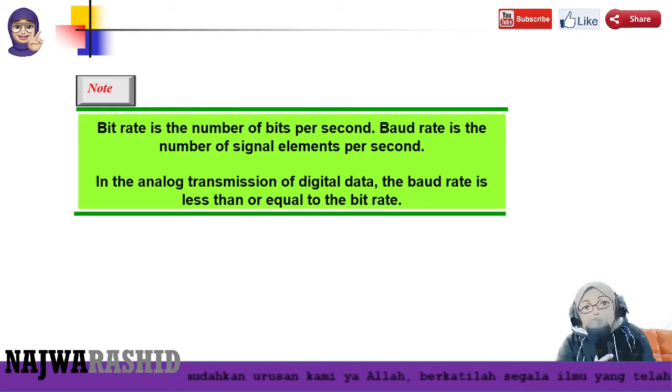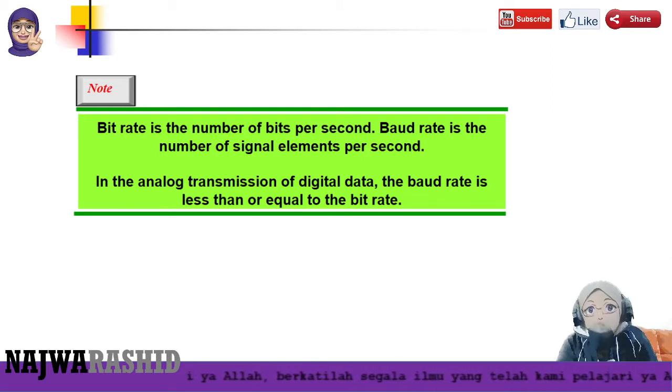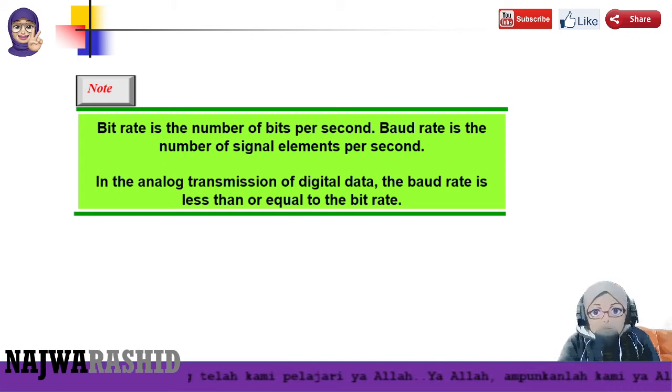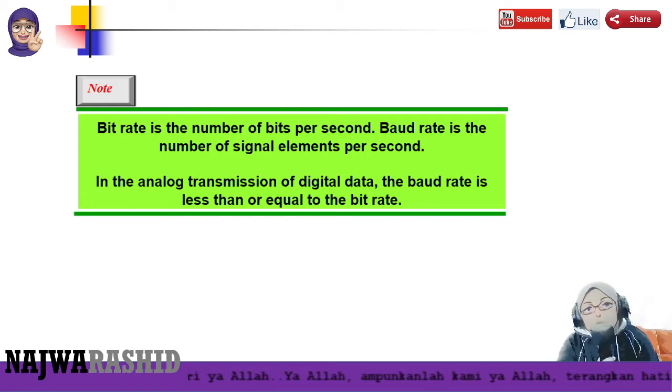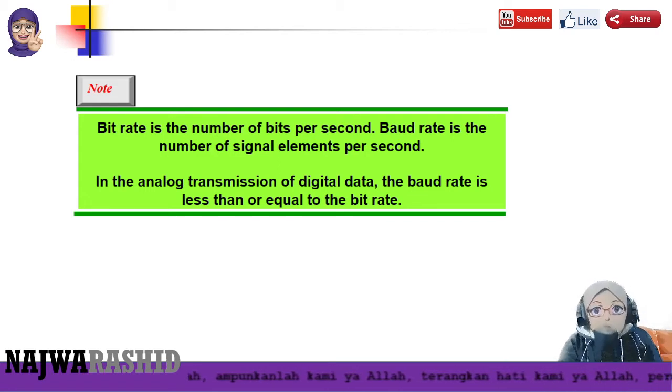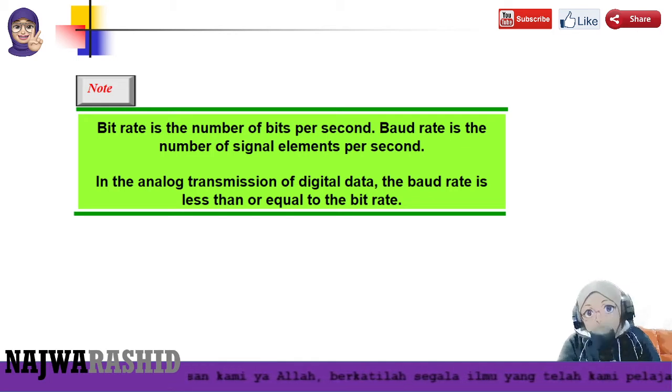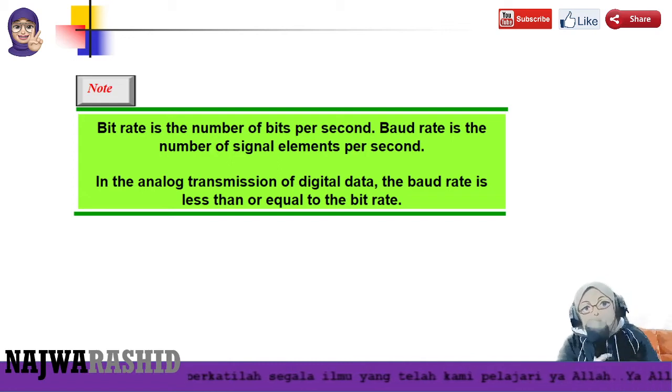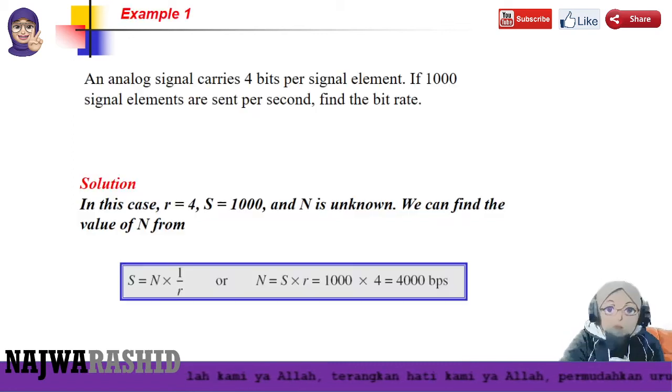Okay, bit rate is the number of bits per second, and baud rate is the number of signal elements per second. Baud rate refers to the signal, bit rate refers to the number of bits. So in analog transmission of digital data, the baud rate is less than or equal to the bit rate. When we want to calculate, S refers to the baud rate. S is always less than or equal to N, which refers to the bit rate.